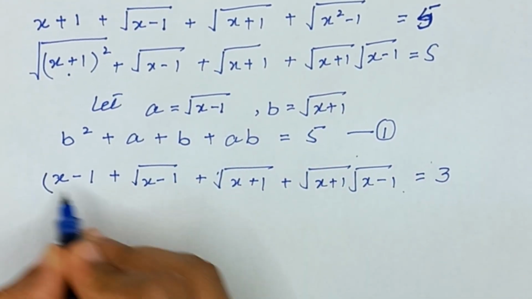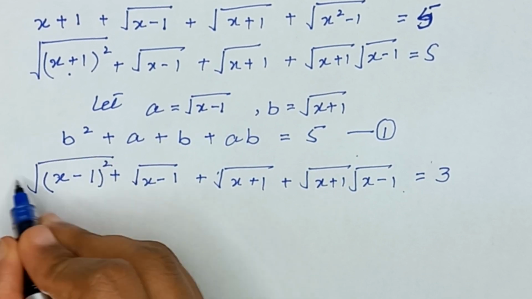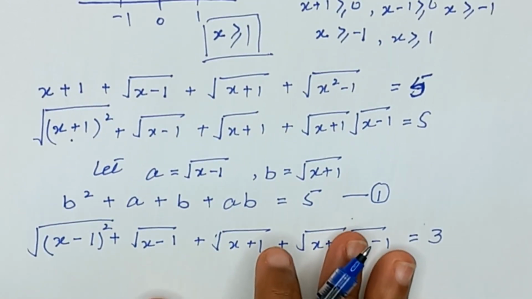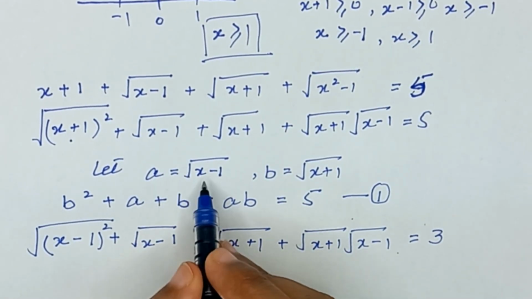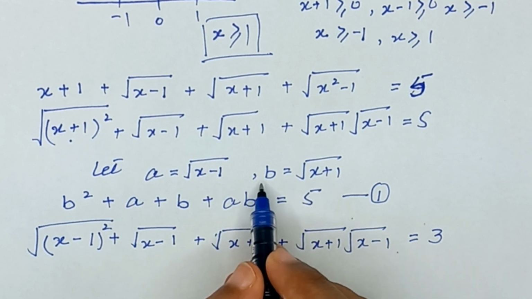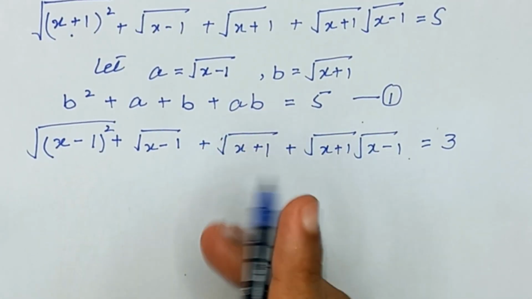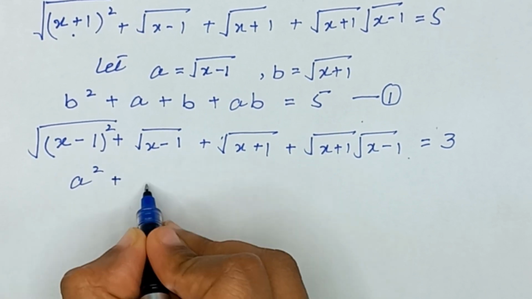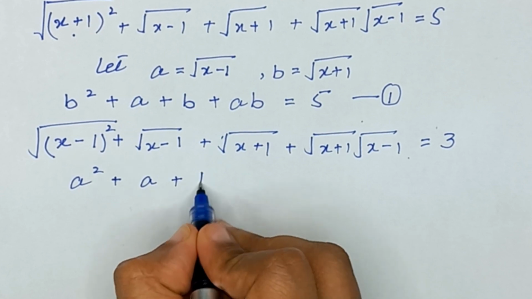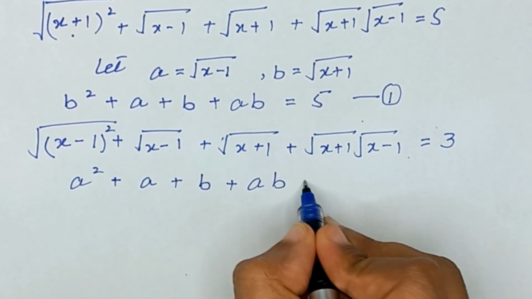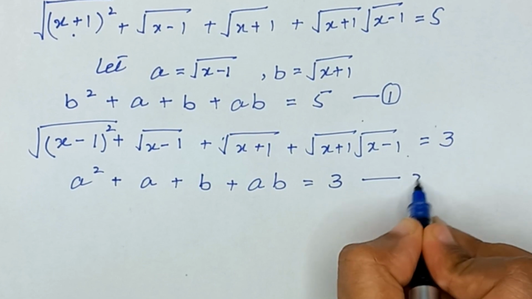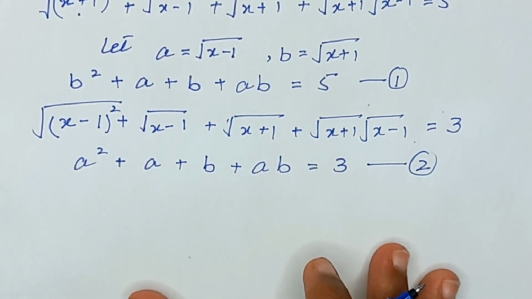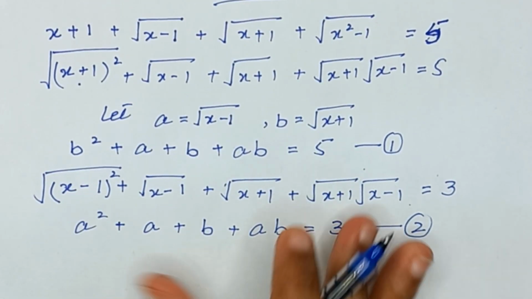So x minus 1 is the same as square and square root, so the square and square root will cancel out, so it will again become x minus 1. As we have already supposed that square root of x minus 1 is equal to a and square root of x plus 1 is equal to b, it will become a squared plus a plus b plus ab is equal to 3, and we will name it equation number 2. Now we will add equation number 1 and 2.